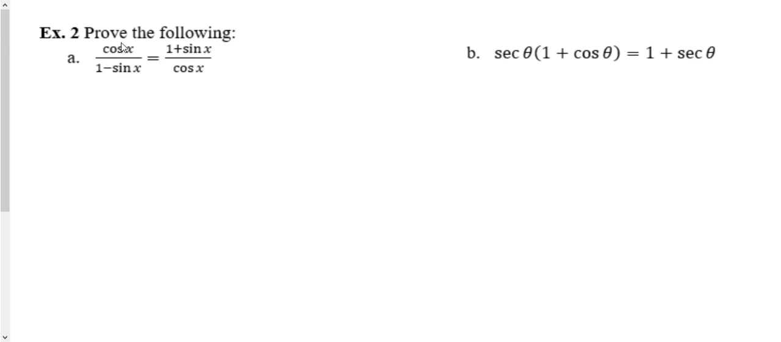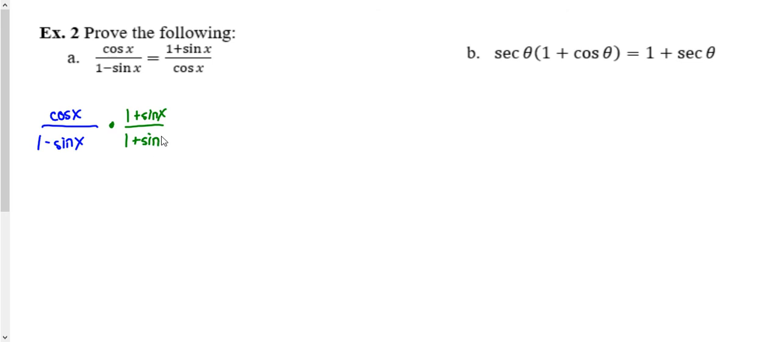So what am I going to do? On this left hand side here, I see a 1 minus sine x. I can't really work with that, so I'm going to multiply that by its conjugate. So I'm going to rewrite the left side as follows. So I have cos x over 1 minus sine x, and I'm going to multiply that by its conjugate. So let's multiply by 1 plus sine x over 1 plus sine x.